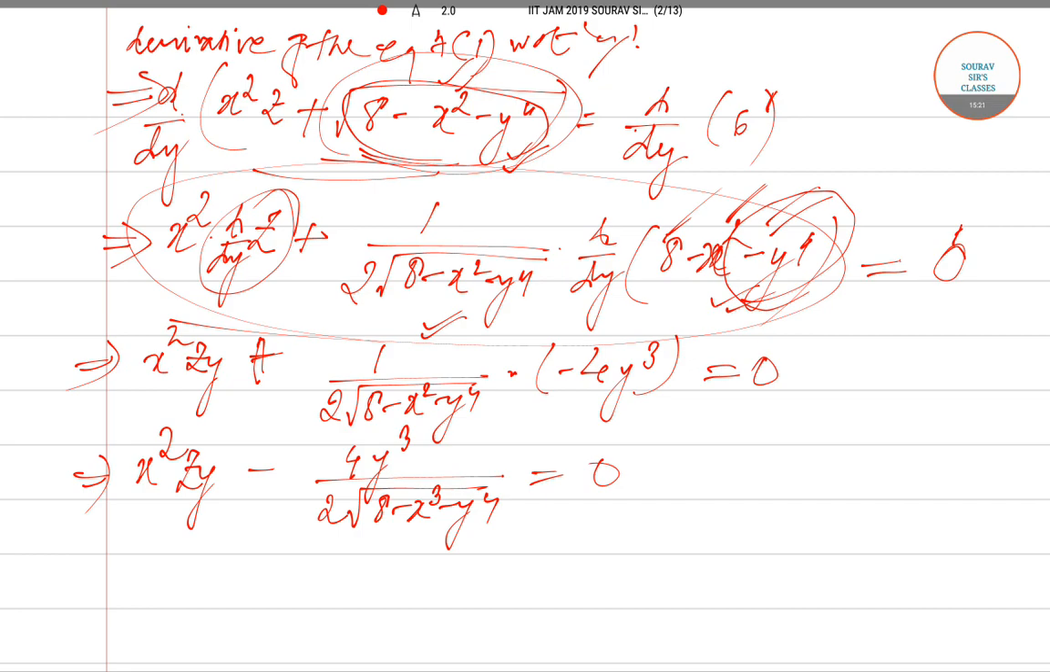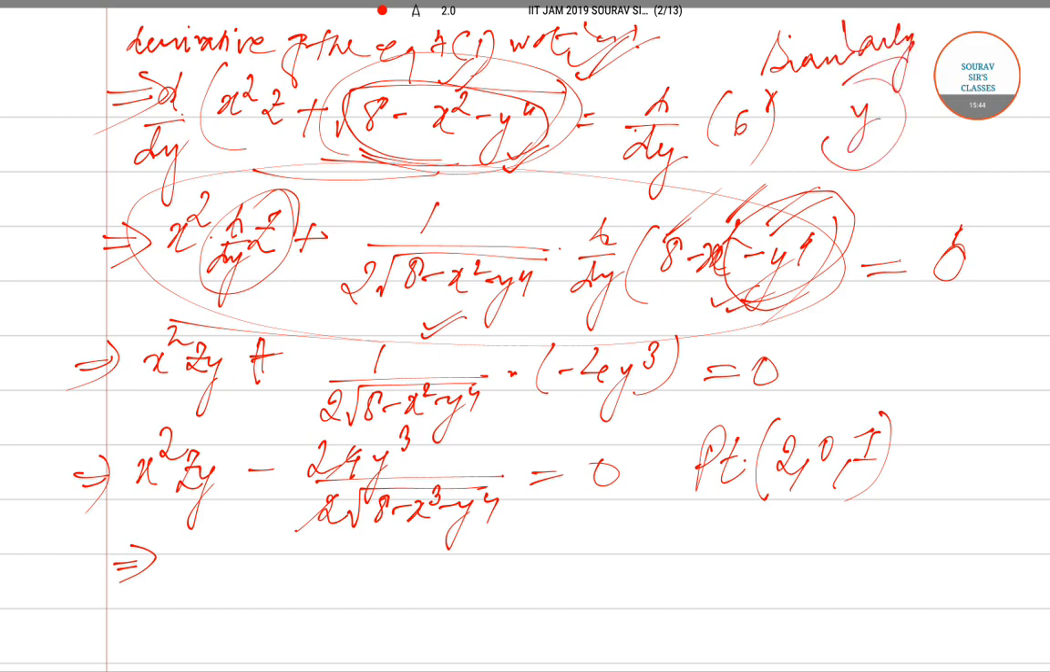Now we will cancel this and it will become 2. Now we need to find the tangent at the point 2, 0, 1. We found this value when we differentiated the equation of the surface with respect to x, and similarly we will do it with respect to y as well. So we will put these values in this equation. We have the value 2 for x, 0 for y and 1 for z.